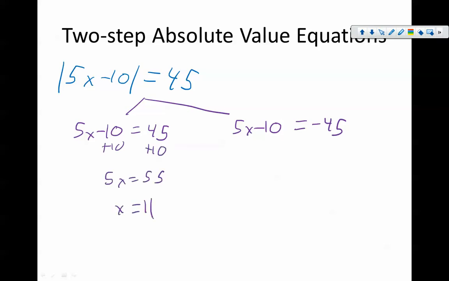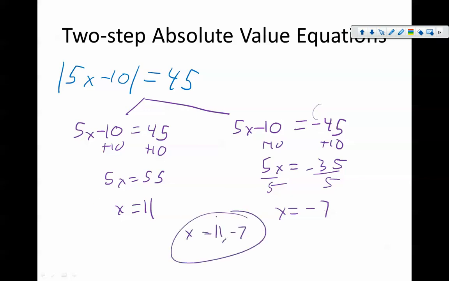So one is 11. Notice that for this other equation, I'm using the exact same steps. It's just that I'm going to have a slight difference in the value because this is negative. So that's 5x equals negative 35, dividing by 5, x equals negative 7. I have two solutions, and both of these solutions work: negative 7 and 11.